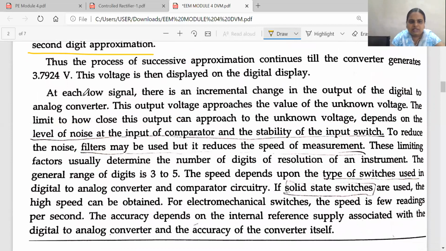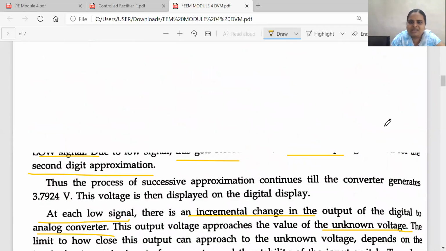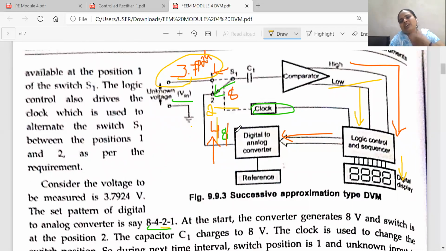Next, at each low signal, there is an incremental change. This means when there is a low signal, the increment changes the output of the digital to analog converter. This output voltage approaches the value of the unknown voltage. A comparison occurs between the value you get at the digital to analog converter and the unknown voltage, based on the reference.